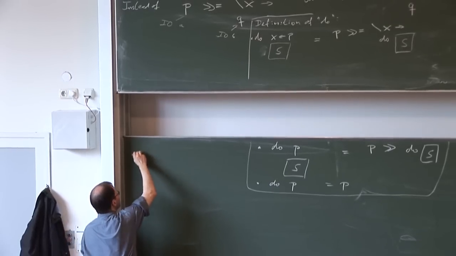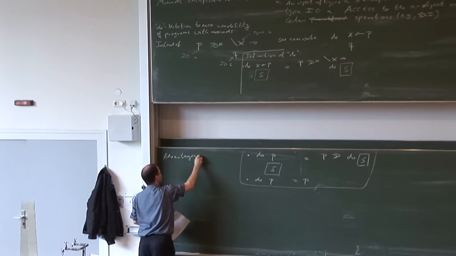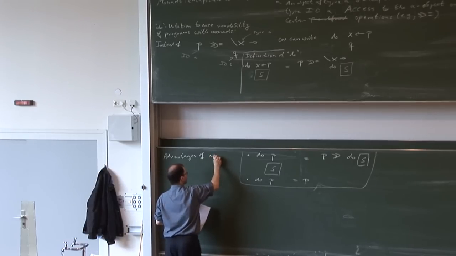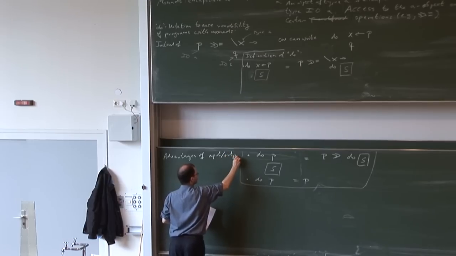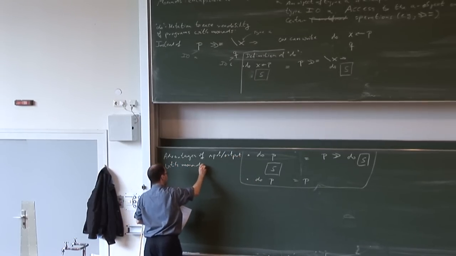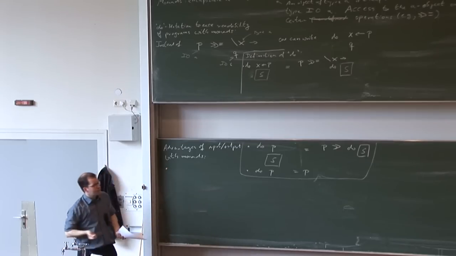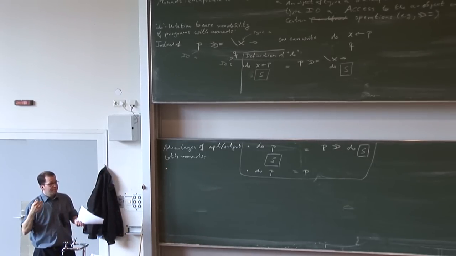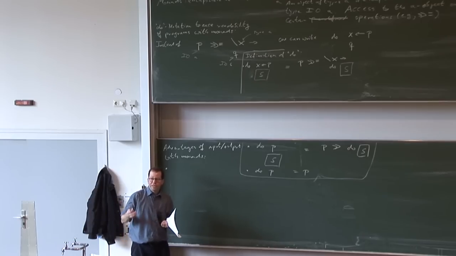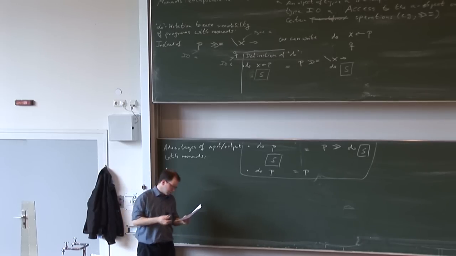So what is the main advantage of doing input-output in this way? What are the advantages of doing input-output via monads? Well, the big advantage is that you have a clear separation between parts of the program that have side effects, so parts of the program that really do input and output, and those parts of the program that have nothing to do with input and output.